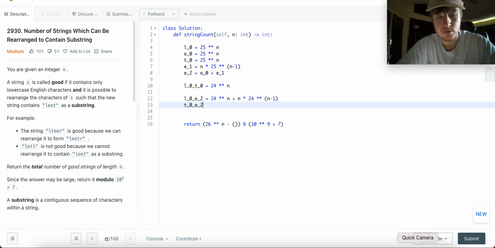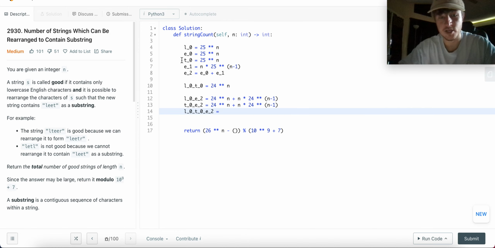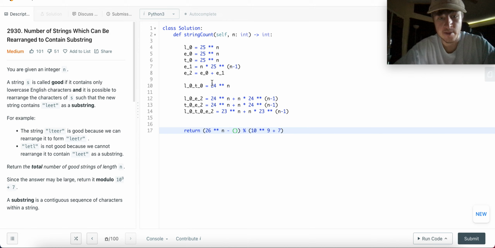T0 E2 is just the same exact thing. And then the combination of those things is L0 T0 E2. Now these, I'm just churning out numbers here. This is not pretty. I don't know how an interviewer would look at this, like, what the hell are you doing? But this problem isn't even a coding problem. I'm literally just doing calculations and returning the answer. That is 23 to the n plus n times 23 to the n minus 1. And remember, we had all the elements individually, right? L and E and T.